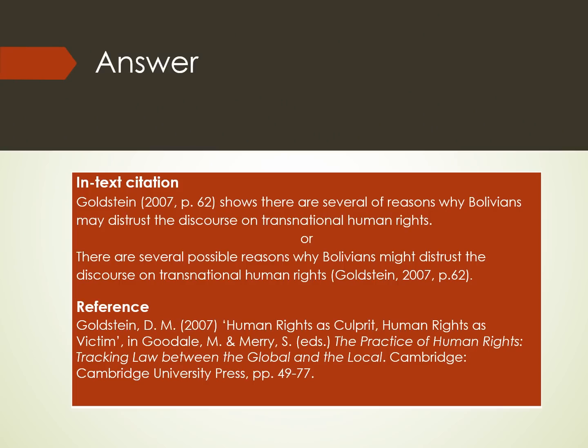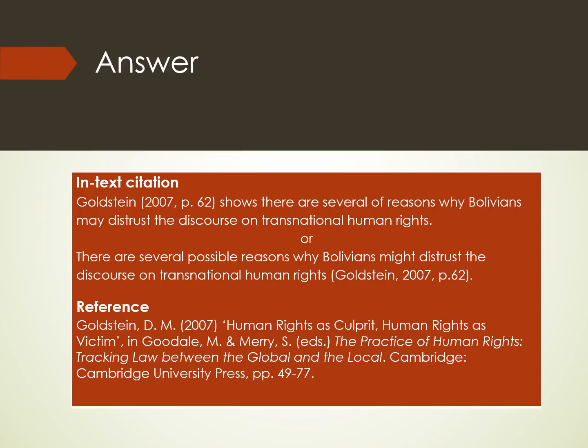Okay, so the example in this task was from an edited volume. So for an edited volume, for the in-text citation, we use the author of the chapter itself, not the editors of the volume overall. So our in-text citation would read, Goldstein, open brackets 2007, page 62, shows that there are several reasons why Bolivians may distrust the discourse on transnational human rights. Or we could write it in the other form, where the reference comes at the end of the indirect quote or direct quote that we're borrowing from the book.